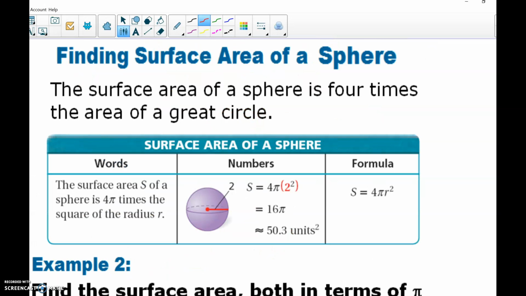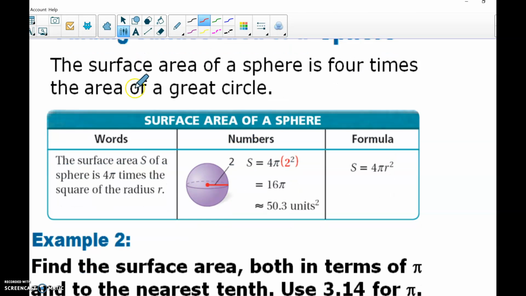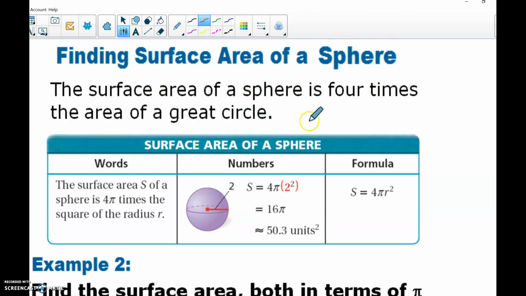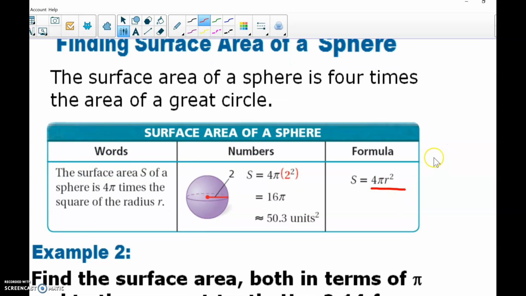Alright, my video is going to run out soon, so I might need to do a second video. We'll see. Now we're going to do surface area. So surface area is 4 times pi times radius. We're back to squared. Okay.